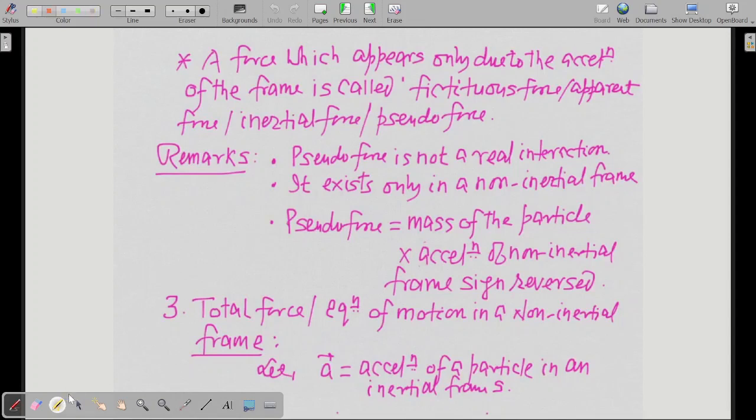This thing you must also remember. What kind of non-inertial frame? A type of non-inertial frame in which acceleration is constant. If the acceleration is not constant, then certainly the situation becomes complex and complicated, right? So in order to simplify our situation, we are writing the equation of motion of a non-inertial frame in which acceleration is constant.